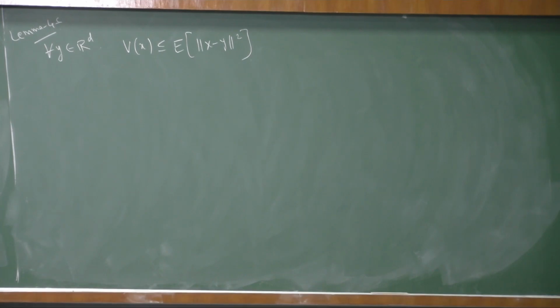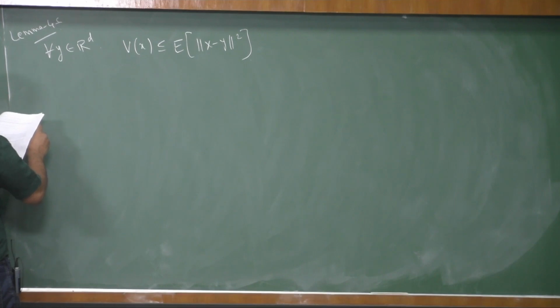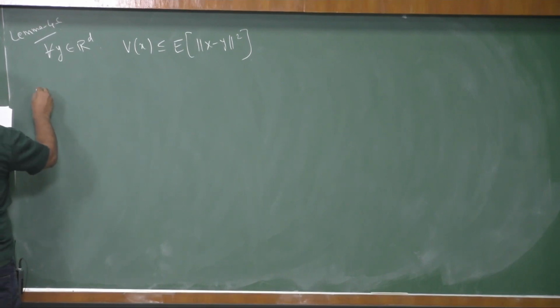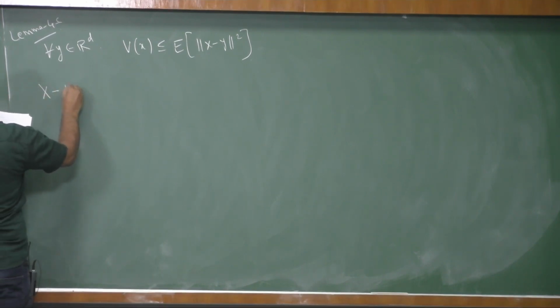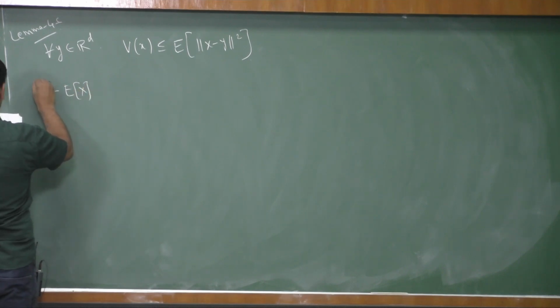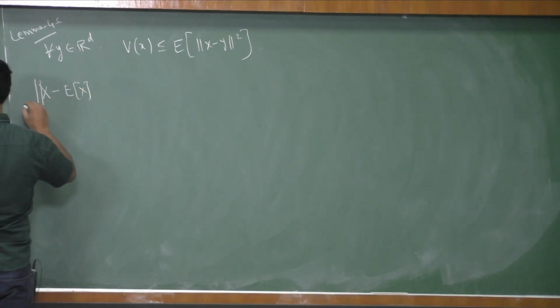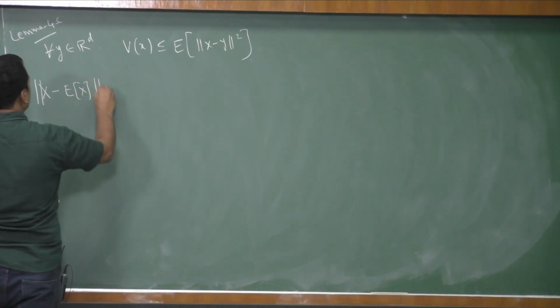And this is a simple result. You start with the variance of x, and you expand this. First let us look into this expectation of x minus expectation of x whole squared. So it's like a norm squared.